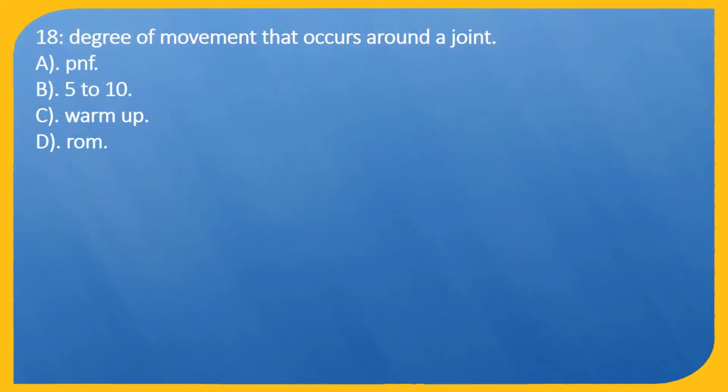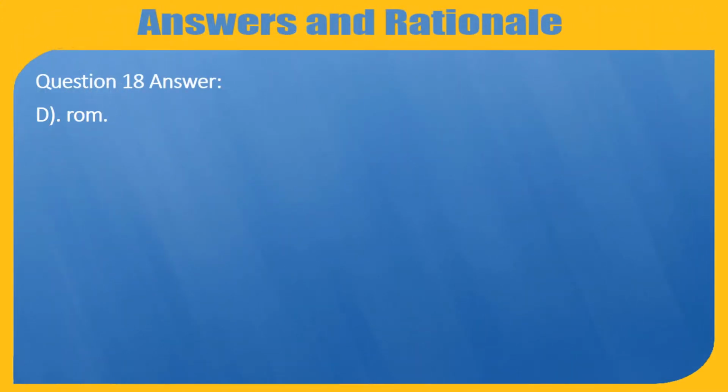Question 18. Degree of movement that occurs around a joint. A. PNF. B. 5 to 10. C. Warm-up. D. ROM. Question 18. Answer: D. ROM.